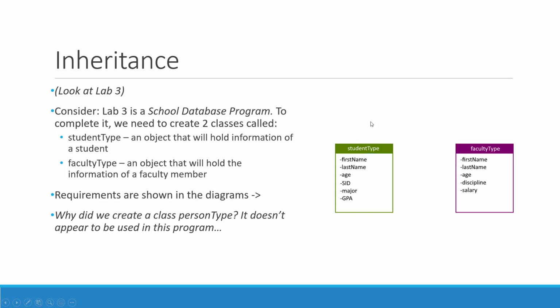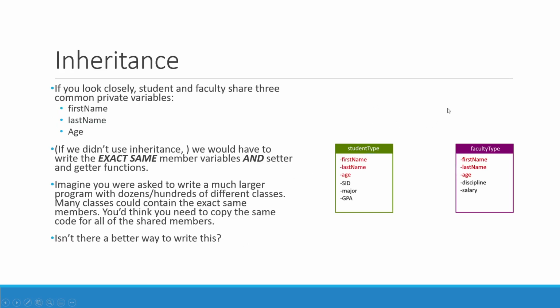Well, to answer that question, we have to talk about a couple things. So, if you look closely, student and faculty share 3 common private variables. First name, last name, and age, okay? Because you know that the student has a first name and last name and age. You know that the faculty has a first name, last name, and age, okay? Now, if we didn't know what inheritance is, and at this point in time, you guys don't, but I do, we would have to write the exact same member variables and the exact same setter and getter functions for both of these classes, okay?